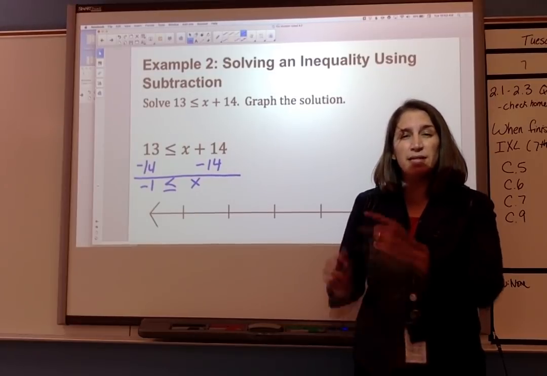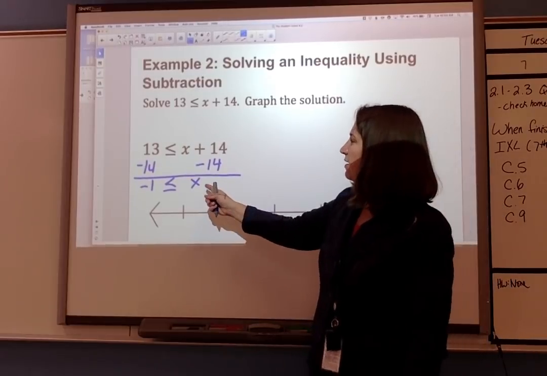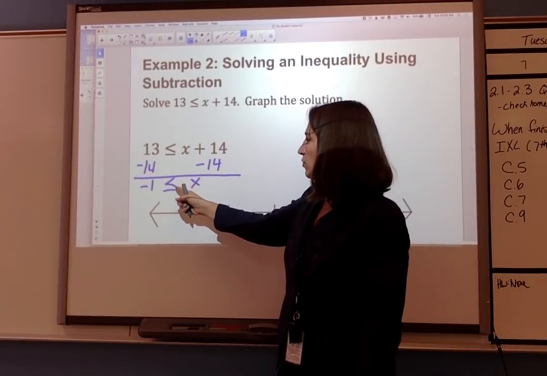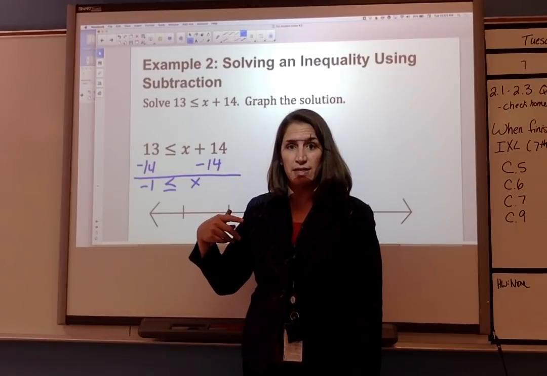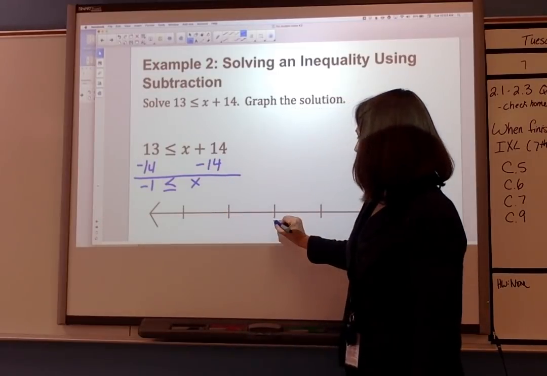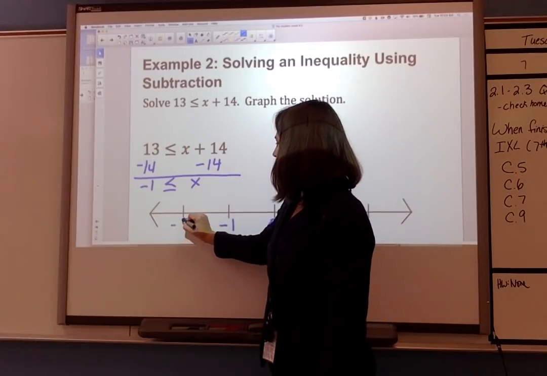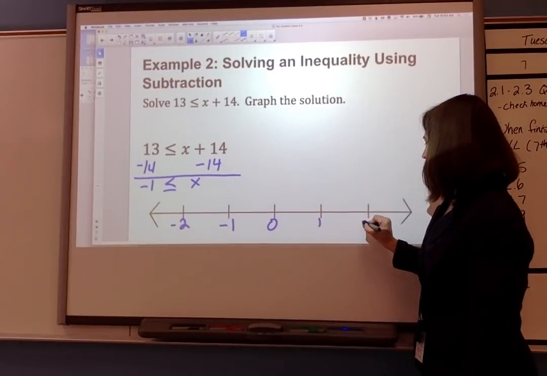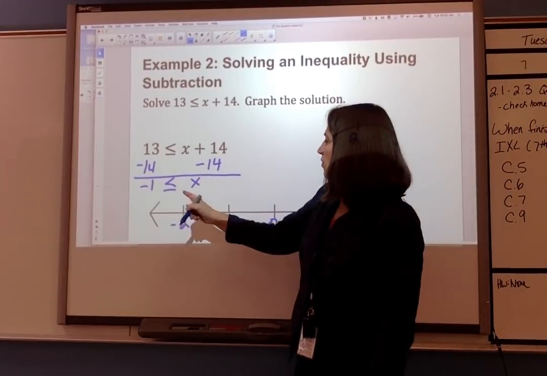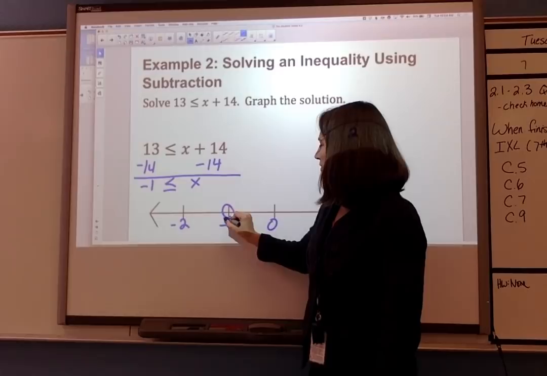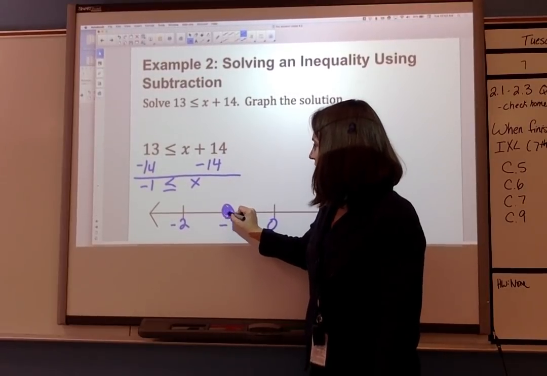Now, for some people, it's helpful to reverse this inequality while graphing and think this means x is greater than or equal to negative 1. So if that helps you, feel free to think of it that way. I think I'll put 0 in the middle this time. And we have negative 1, negative 2, 1, and 2. And let's see, we know that negative 1 is important here, and negative 1 is a solution. So we're going to fill it in.